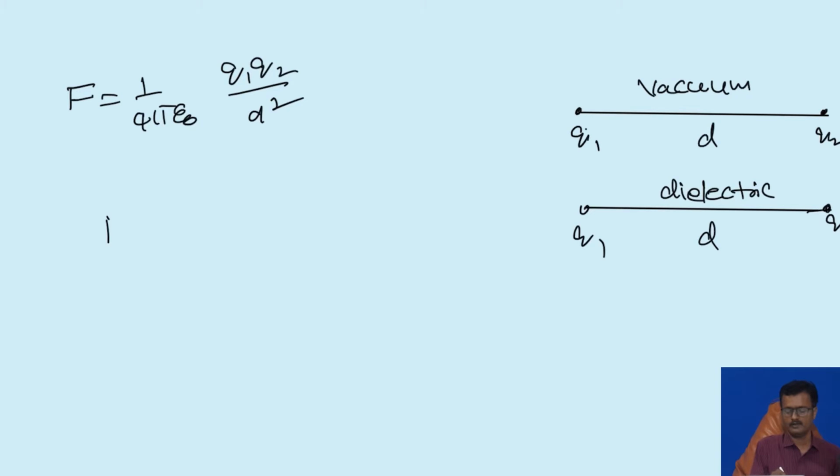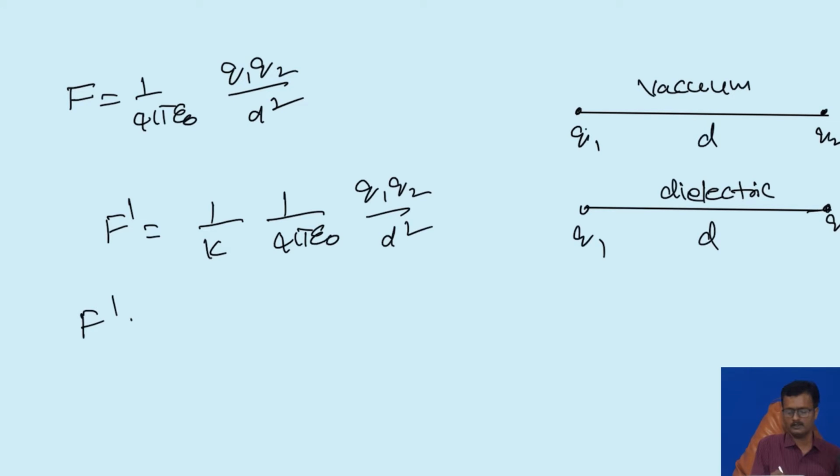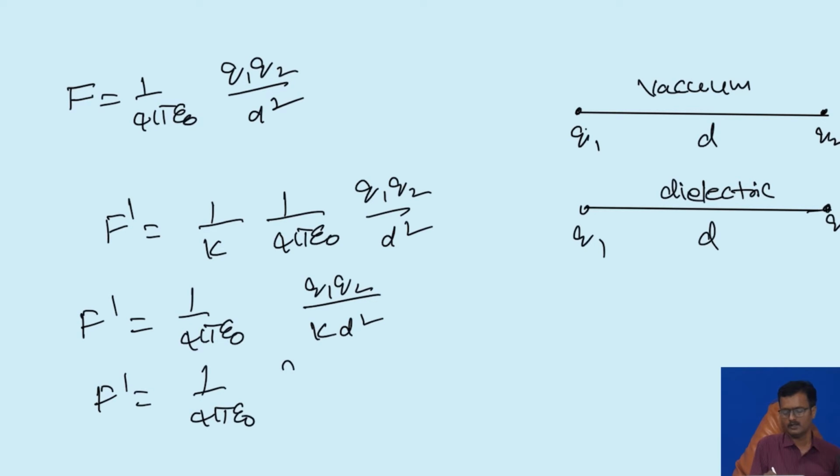Now the force becomes 1 by K times, decreasing, so that is Q1 Q2 by d square. Look here, F dash is equal to 1 by 4 pi epsilon naught Q1 Q2 by K d square. F dash is equal to 1 by 4 pi epsilon naught Q1 Q2 by, see here, this is written as root K into d whole square.